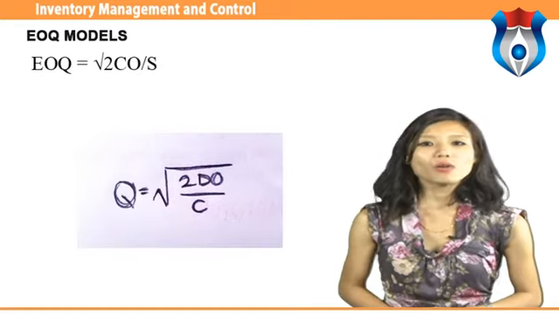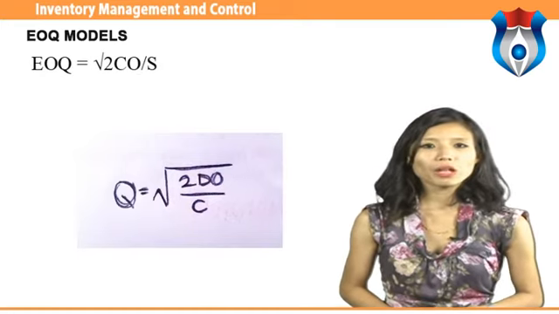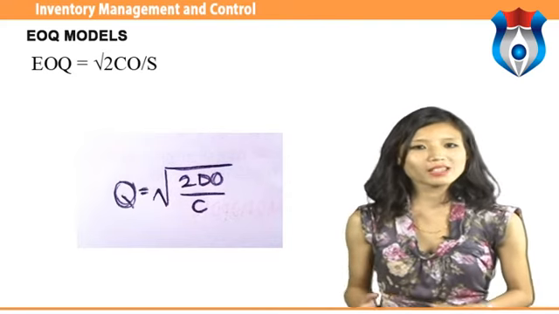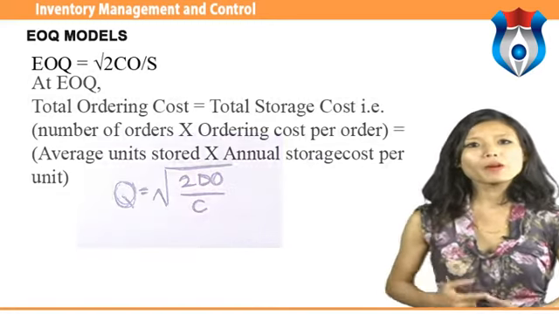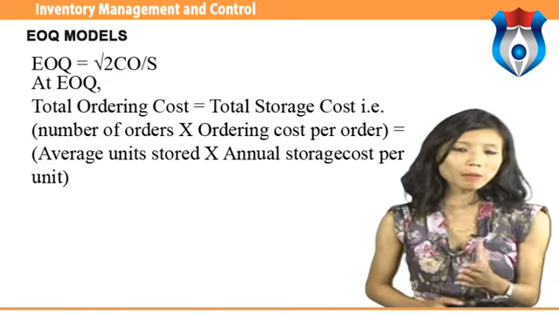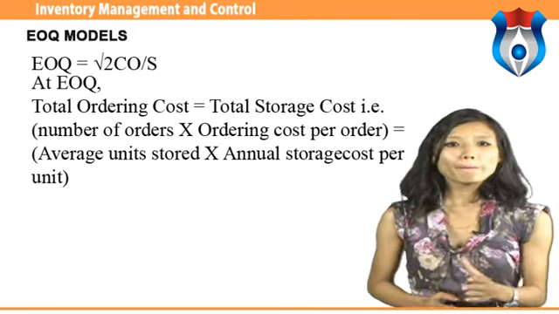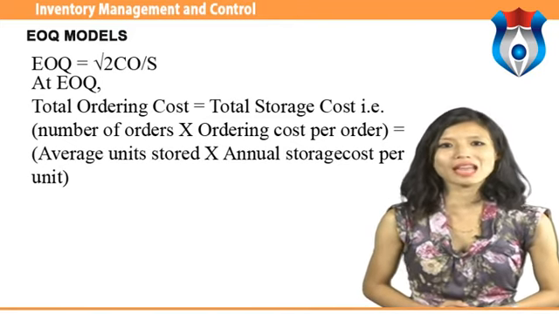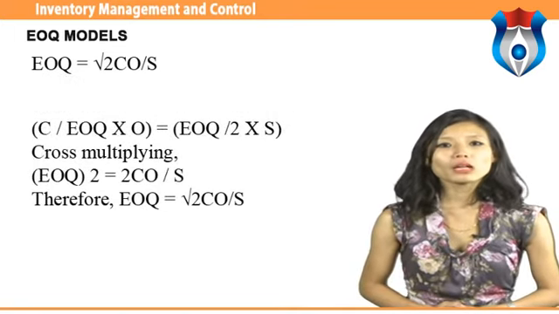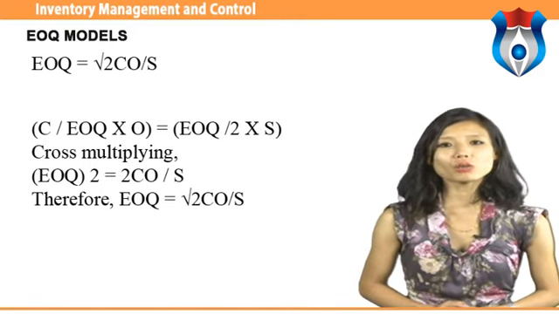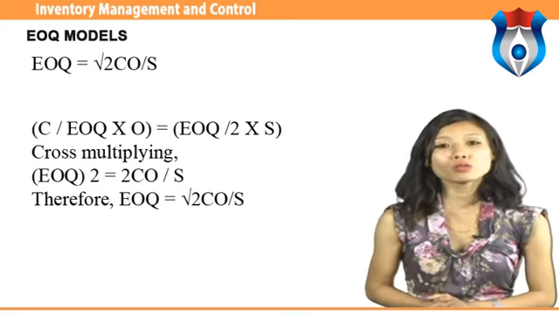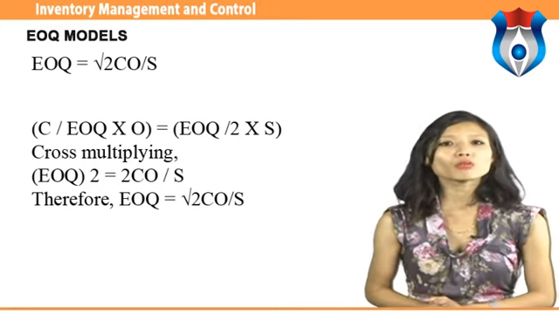The following algebraic formula is used to compute EOQ, where C is equal to annual consumption of the material, O is equal to ordering cost per order, S is equal to annual storage cost per unit. The above formula has been derived as at EOQ, total ordering cost is equal to total storage cost, that is, number of orders times ordering cost per order is equal to average units stored times annual storage cost per unit, C by EOQ times O equals EOQ by 2 times S. Cross multiplying, we would have EOQ squared equal to 2CO by S, therefore EOQ is equal to square root of 2CO by S.